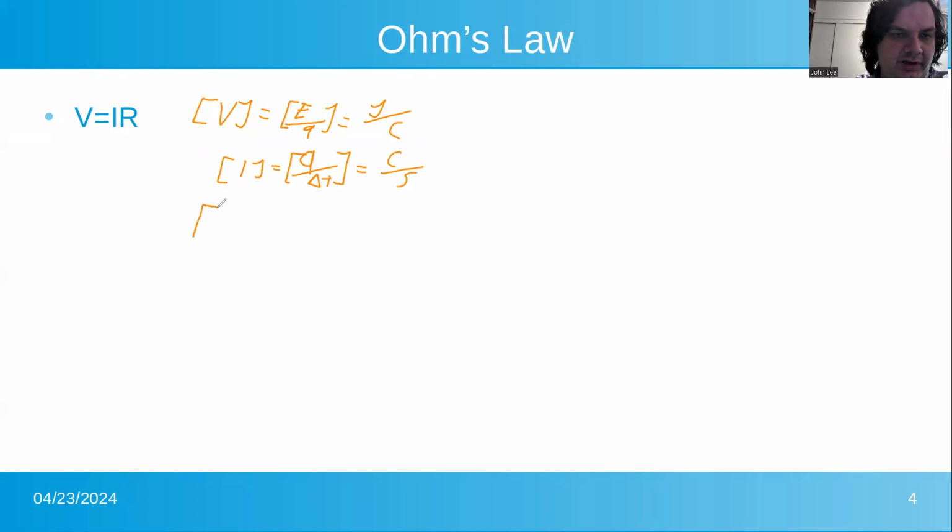So the unit of R is equal to joule seconds over coulomb squared, which is also just called an ohm. And then an ohm tells you how hard it is to push current through a certain object. So twice as high of a resistance means that it has half as much current flowing through it, and 3 times as much means it would have a third as much current flowing through it.